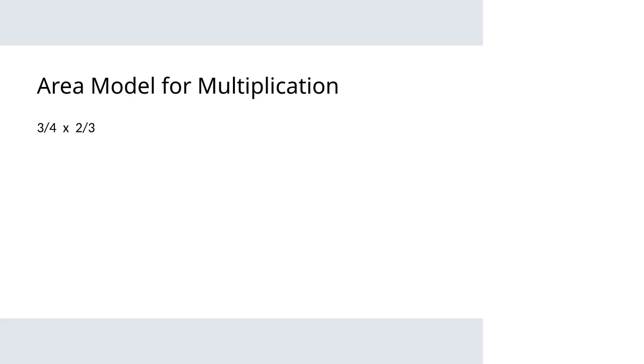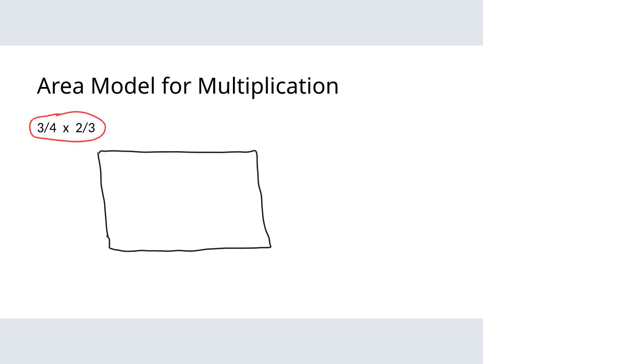Next, I want to look at using the area model for multiplication. The area model is where we draw a big shape, usually a rectangle or a circle, to represent 1. So there's our rectangle representing 1. And here, the problem I want to work on is to multiply 3/4 times 2/3. Here's how we're going to go about that. I need to cut this rectangle up.